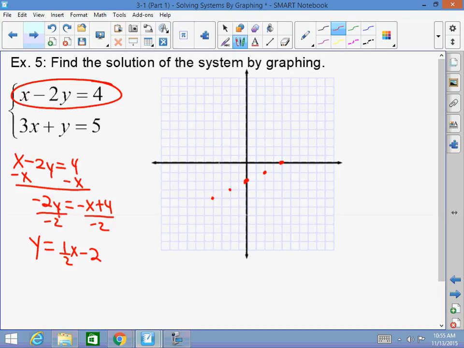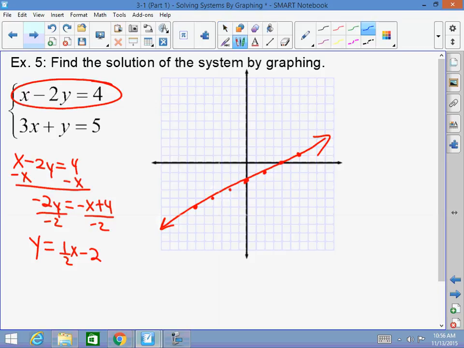You definitely want a lot of points on these types of questions, guys, because you don't know where they're going to intersect. You don't know how far it's going to go. So let's do another set of points. Let's go again up 1 over 2, and then down 1 over 2. Let's make it as many points as possible because you don't know where they're going to intersect.